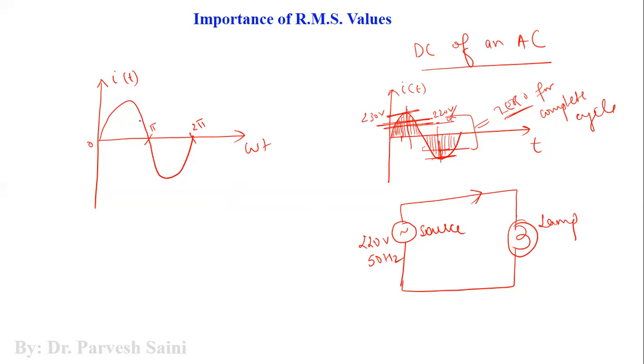Now, the RMS value can be calculated by using a simple formula, which is I_RMS is equal to under root of 1 by T, integral from 0 to T, of I square dt. So this is the formula. Here T is basically the time period.